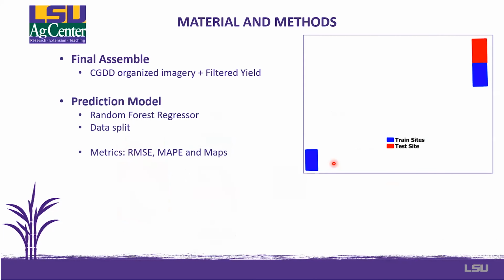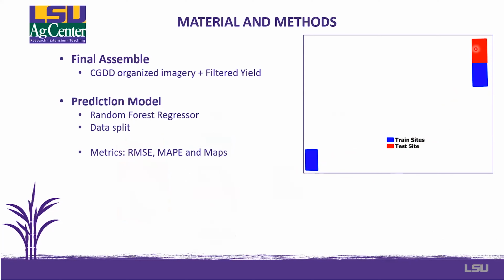And for the system itself, we used a random forest regressor, which is a machine learning system. And we performed a data split, which is a very well-known thing in machine learning, which basically uses some of your data for training and some of your data for testing. So we decided to go for two fields for training and one field for testing.